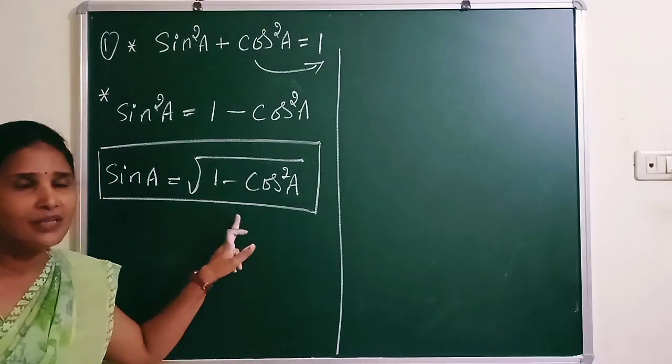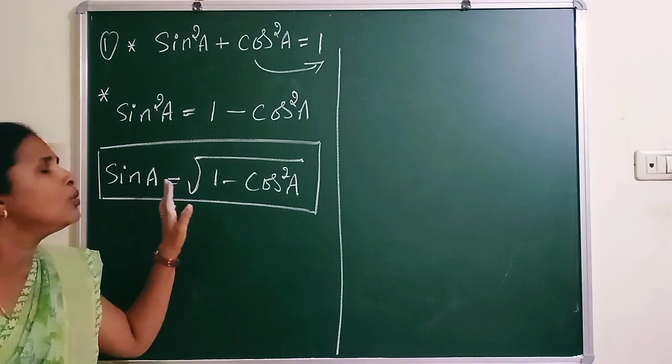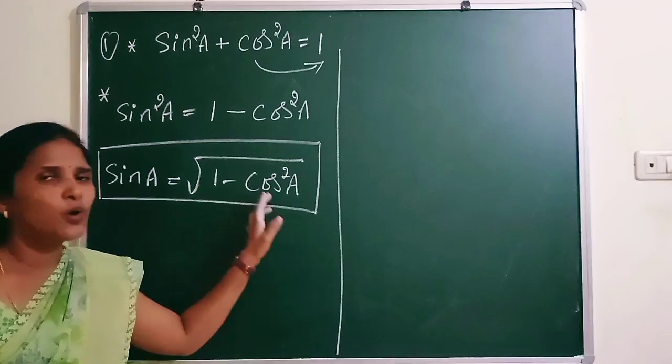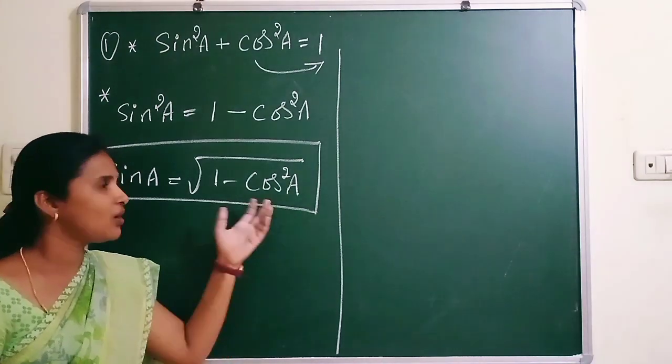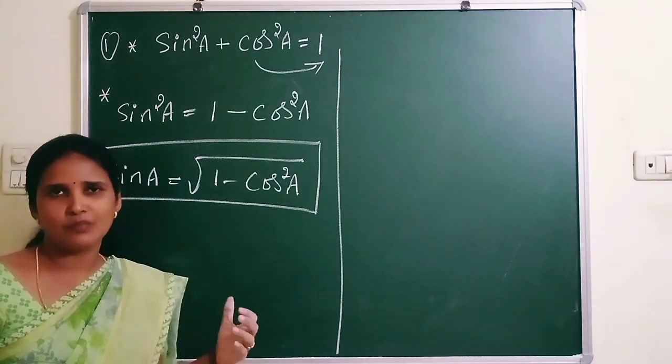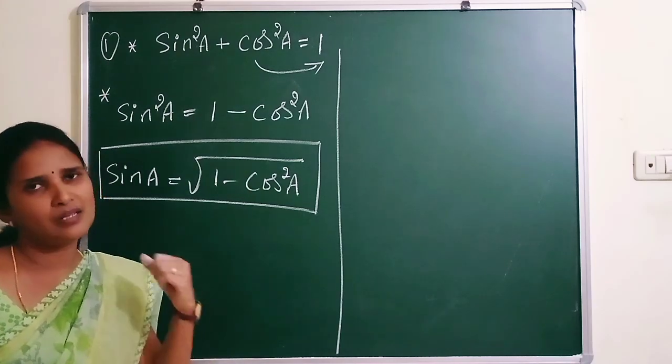So this is an identity which is reduced from the first identity. So you can write sin A equal to square root of 1 minus cos square A. This you have to remember. So when you see the question, you cannot derive it there. It takes time. So instead of that, better to remember all these reduced identities also.